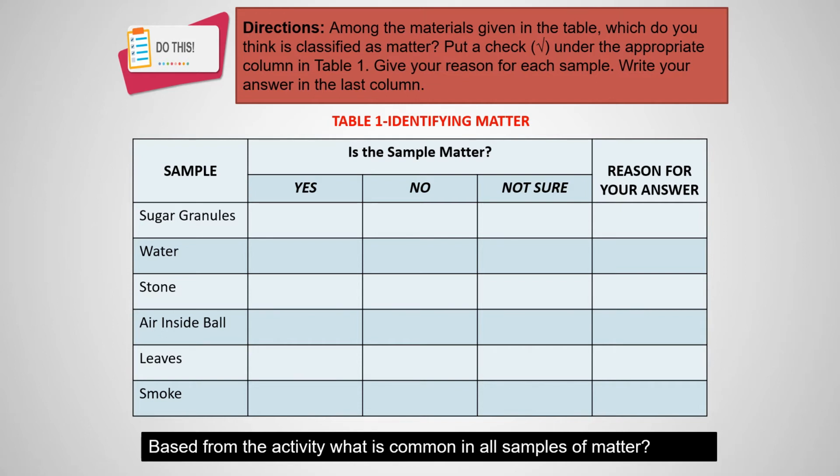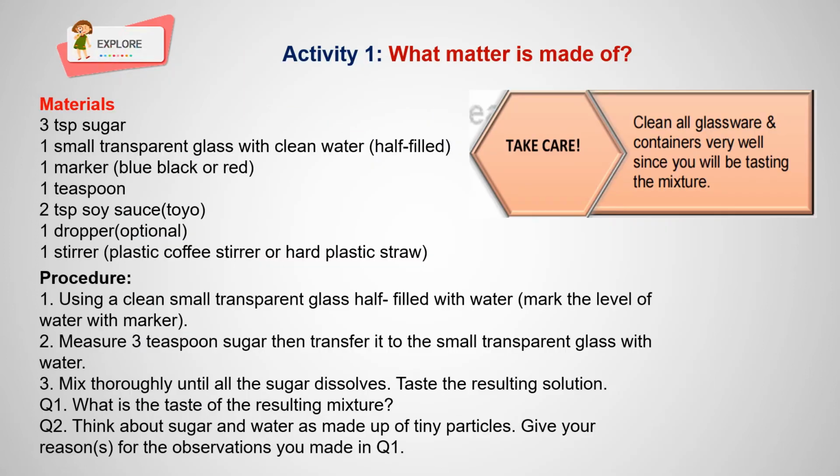Table 1 is identifying matter. The samples are sugar granules, water, stone, air inside a ball, leaves, and smoke. Is the sample matter? Yes, no, or not sure, and provide your reasons for your answer. Based on the activity, what is common in all samples of matter? Is it exciting? Yes. Let's explore more in the next activity.